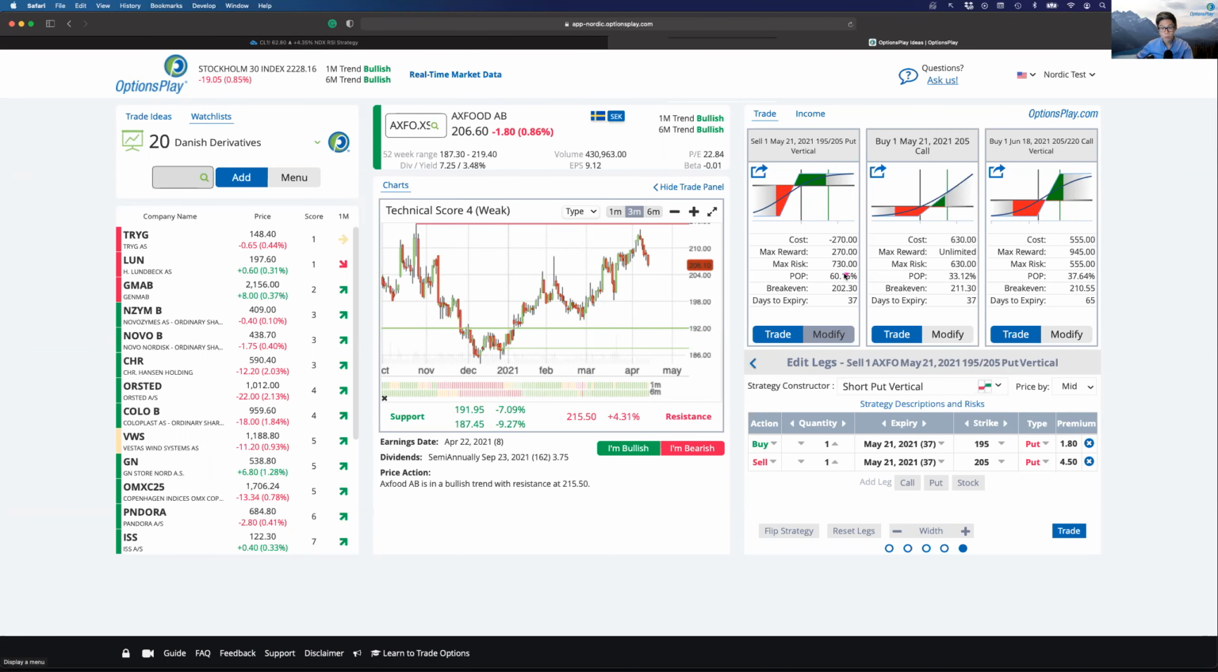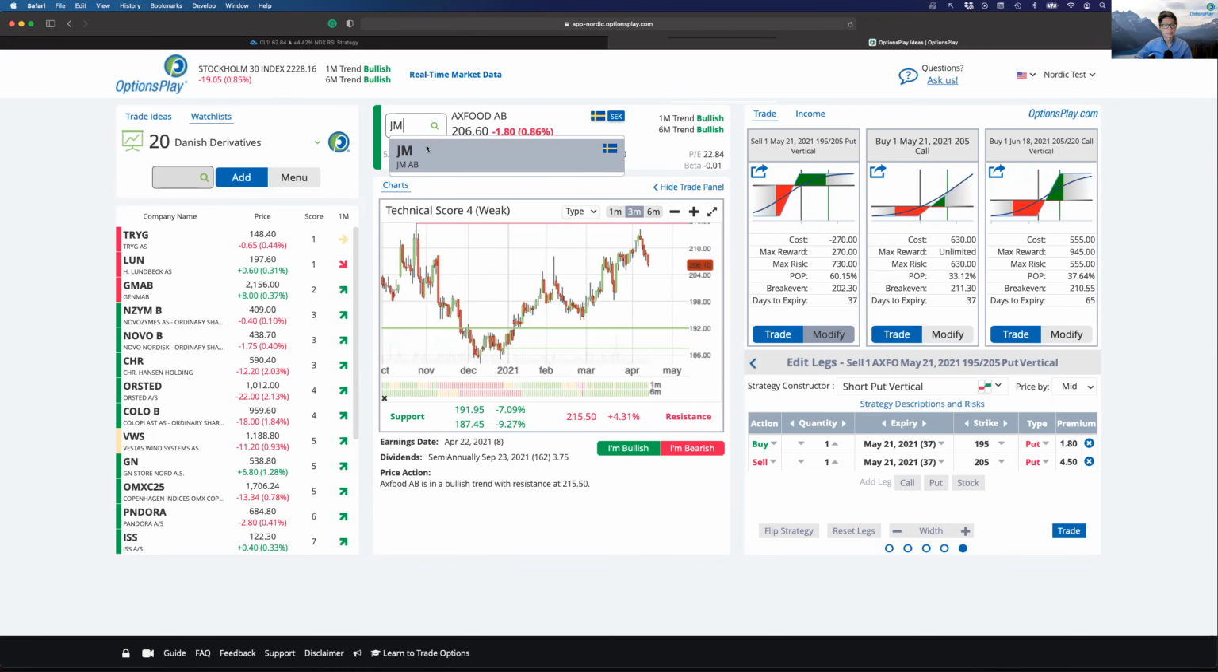When I'm only collecting 27% of the width, it's not very attractive, because my risk to reward ratio is almost 3-to-1, because I'm risking 730 crowns to try to make only 270. So I'm risking almost triple the amount of max profit I can make. Those risk to reward ratios, in my opinion, are not very attractive. That's why when I'm looking at this type of trade, I would prefer buying a debit spread versus selling a credit spread.